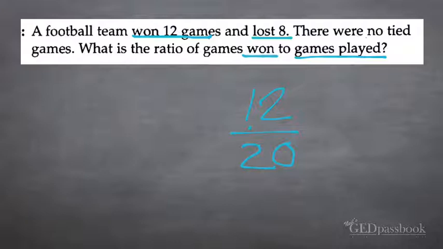If they were to say, what is the ratio of games won to games lost? Easy, 12 over 8, right? But keep an eye out for these trickeries. Keep an eye on the question always. If it says games played, that means the total games. So that's all you need to know about ratios. Any questions on ratios?